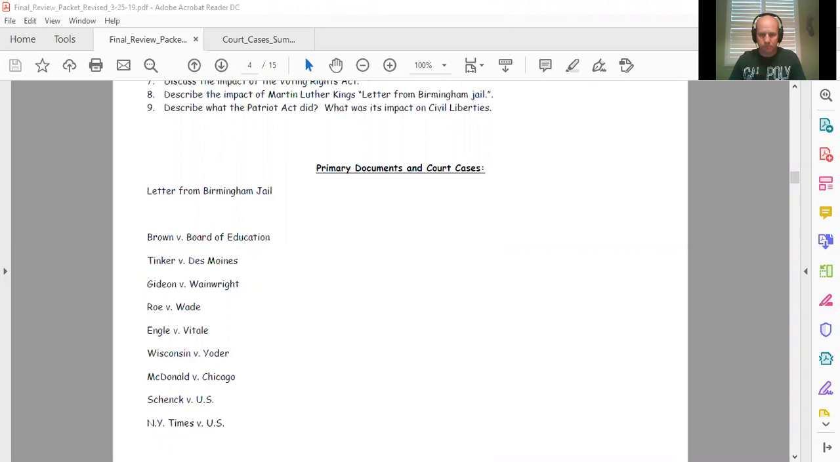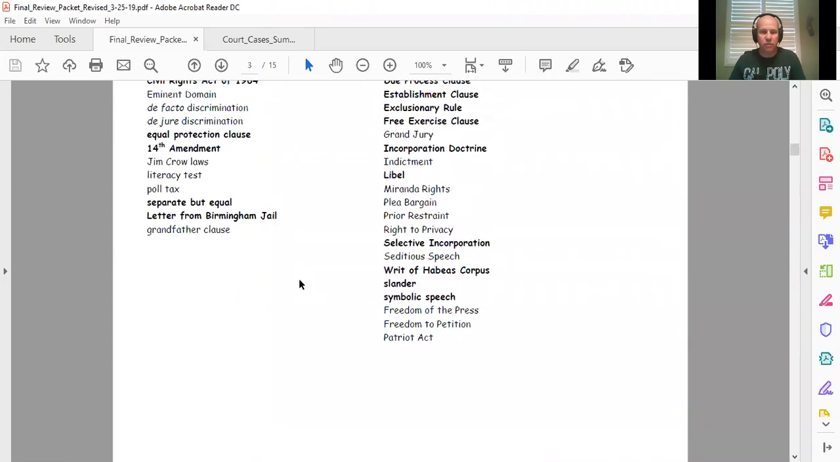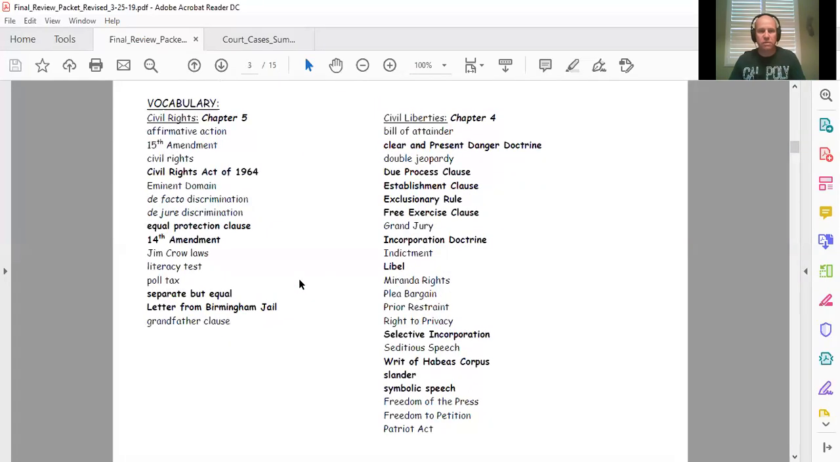So today is going to be really, really heavy on the court cases because civil liberties, civil rights, that's where the vast majority of our court cases come from, ladies and gentlemen, okay? So here we go. All right, so I have this screen shared up here. Here's a letter from Birmingham Jail, but I want to come back to this, and let's start off with review of civil rights, okay? I doubt affirmative action is going to be on there, so I'm not even going to cover that.